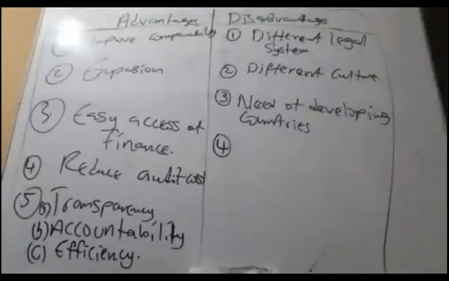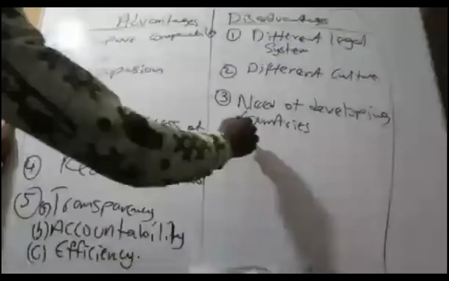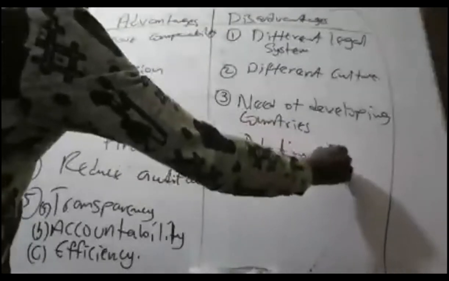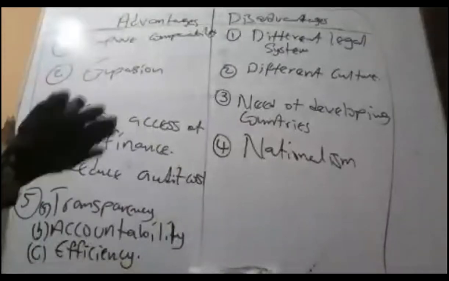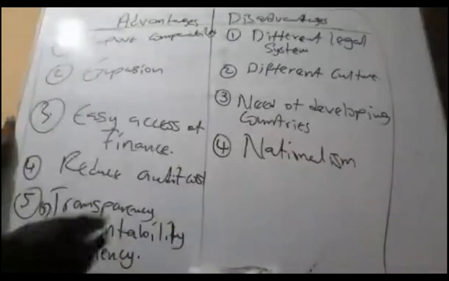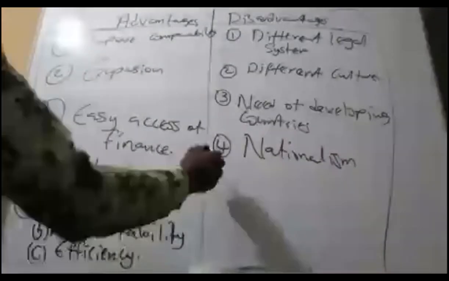Then we can also talk about nationalism. One country is not ready to accept another country's item. Example, the US has not adopted the IFRS. It's probably coming from the UK.